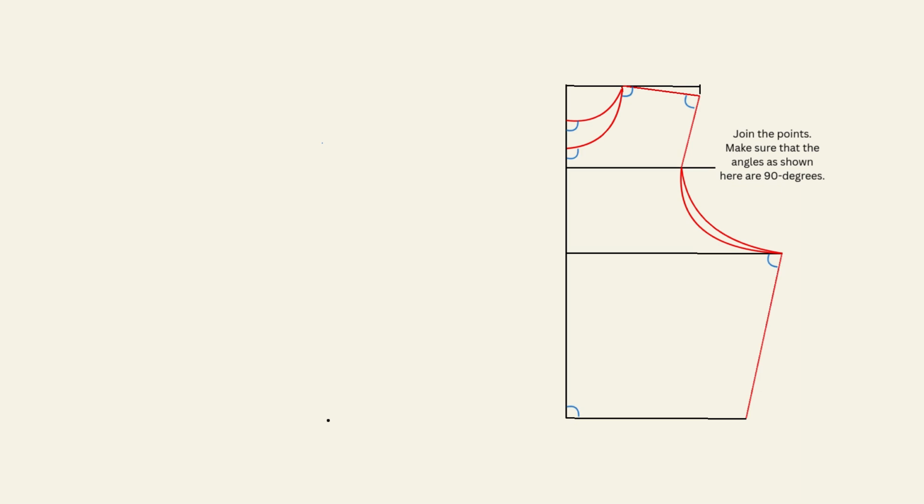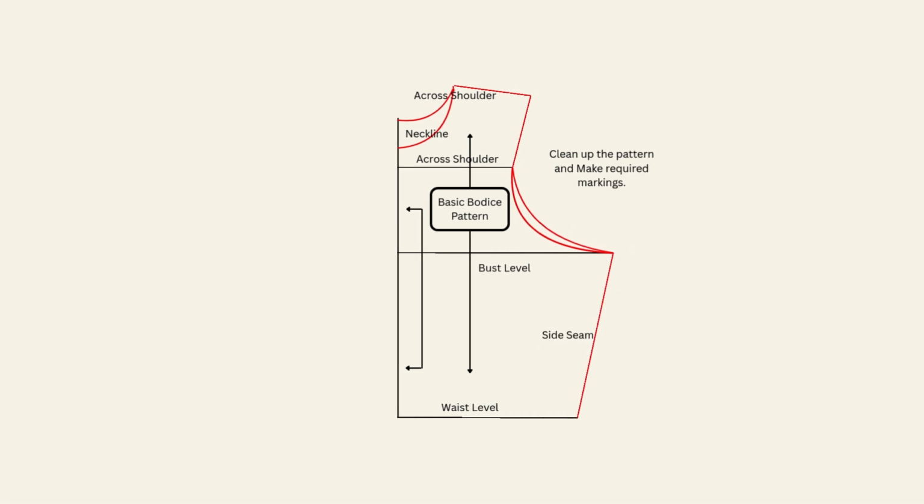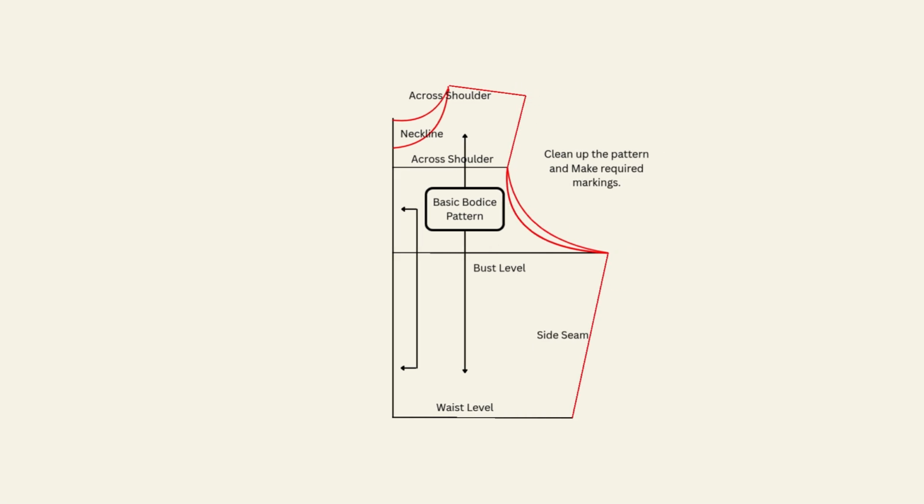Now close the pattern with straight lines as shown. Just keep in mind that these angles are at 90 degrees. Clean up any extra lines and label the pattern. Draw the grain line and infold line, and there you have it. Your bodice pattern is complete.